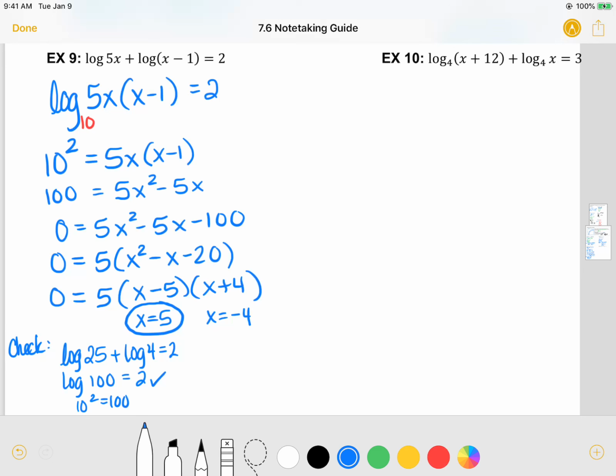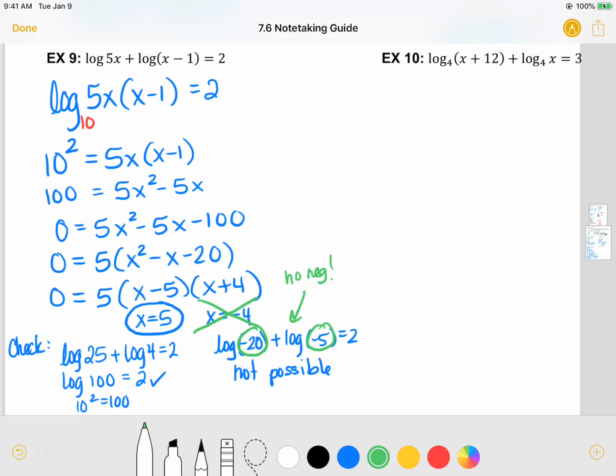Okay, now let's check negative 4. So log of plugging in negative 4 times 5 is a negative 20, plus log of negative 4 minus 1 is negative 5 is equal to 2. And this is not possible. And that's because we have negative numbers here. No negatives allowed. Okay? So negative 4 is an extraneous solution, and we're going to cross that off. Okay? So we have one answer, positive 5.